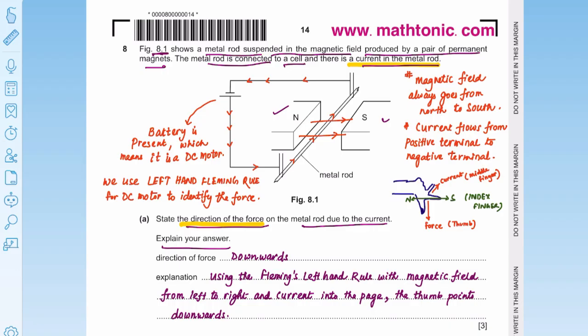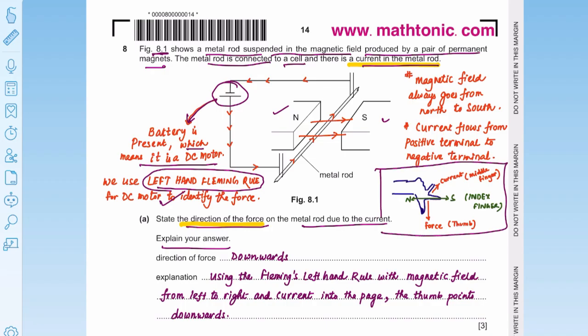Before going to these diagrams, listen. Here we have a battery, right? When this battery is shown, it indicates that this is all about a DC motor, and for a DC motor we have to use the left hand Fleming rule to identify the force. I have drawn the Fleming rule here also. One more thing, remember, the magnetic field always goes from north to south like this. You can see here, right?